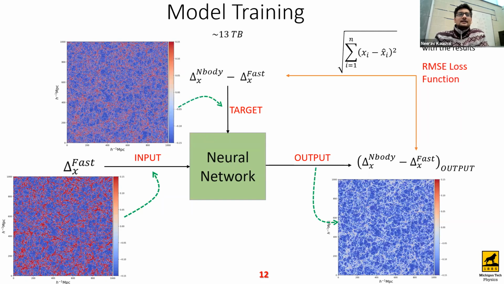So these show you the density fields. On the lower left, you have the input. On the upper left, you have the target. And on the lower right, you have the output. The neural network is giving us an output, and we are telling it that we are not happy with its results. That's a metric known as a loss function, which just quantifies our happiness or unhappiness with our results. The main aim of the neural network is to please us.